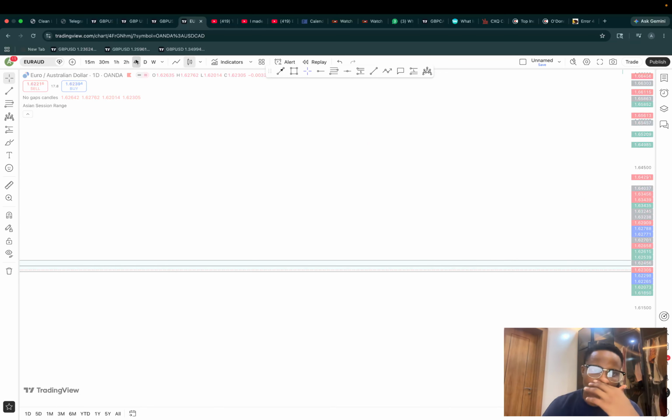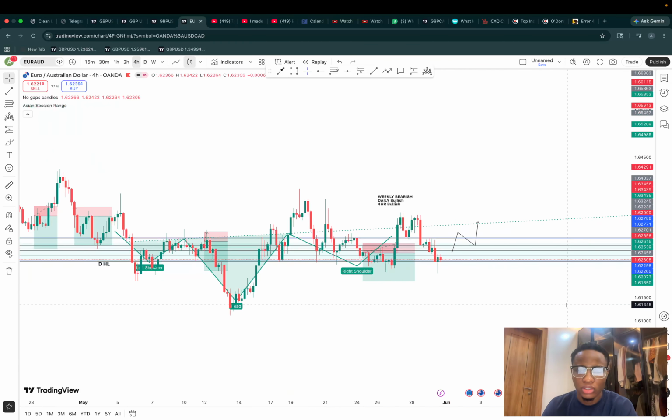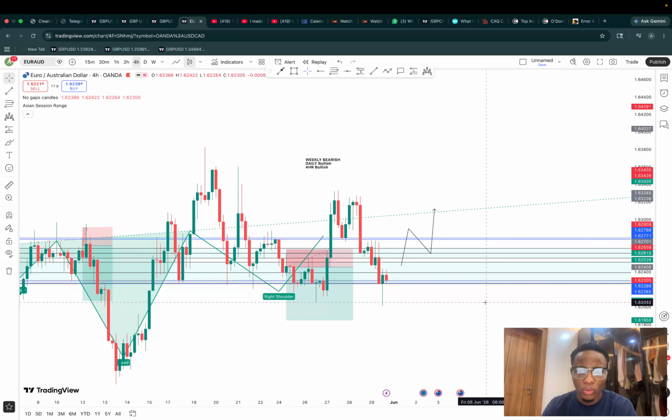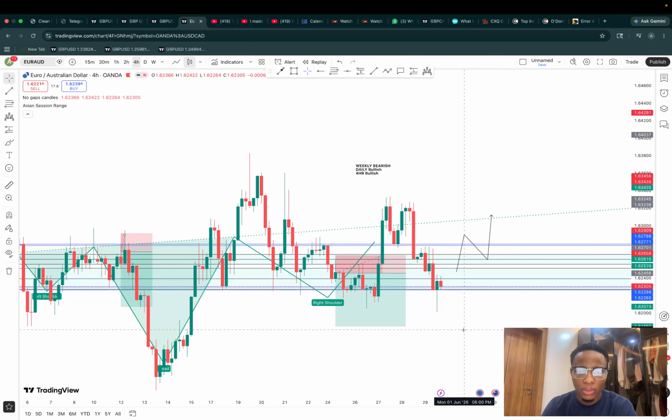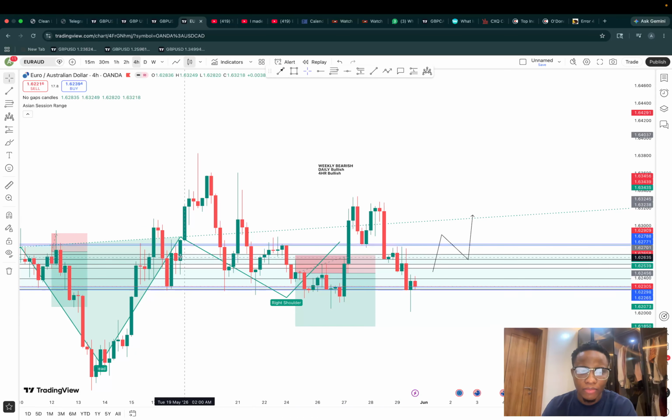So coming down to the 4-hour on Euro AUD, we are also at a very solid support and resistance zone. So what I'm simply waiting for right now is for this market to break out of this zone, clear it, and give me a very good breaker. As a breaker retest, I'll be looking to go in for a buy for Euro AUD.